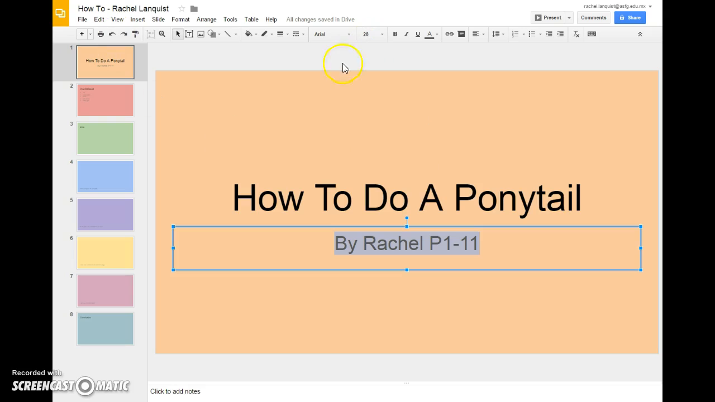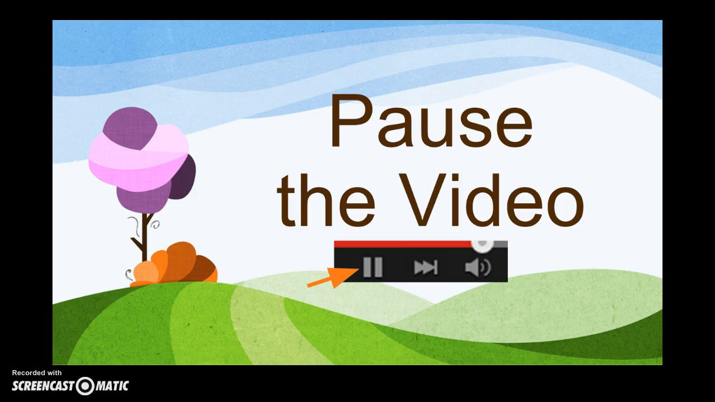So when I highlight my name, I can change how it looks. I click, hold down, and I need to find the A with a line under it. Go to your toolbar and find the A with a line under it. When you do, come back here and continue the video.